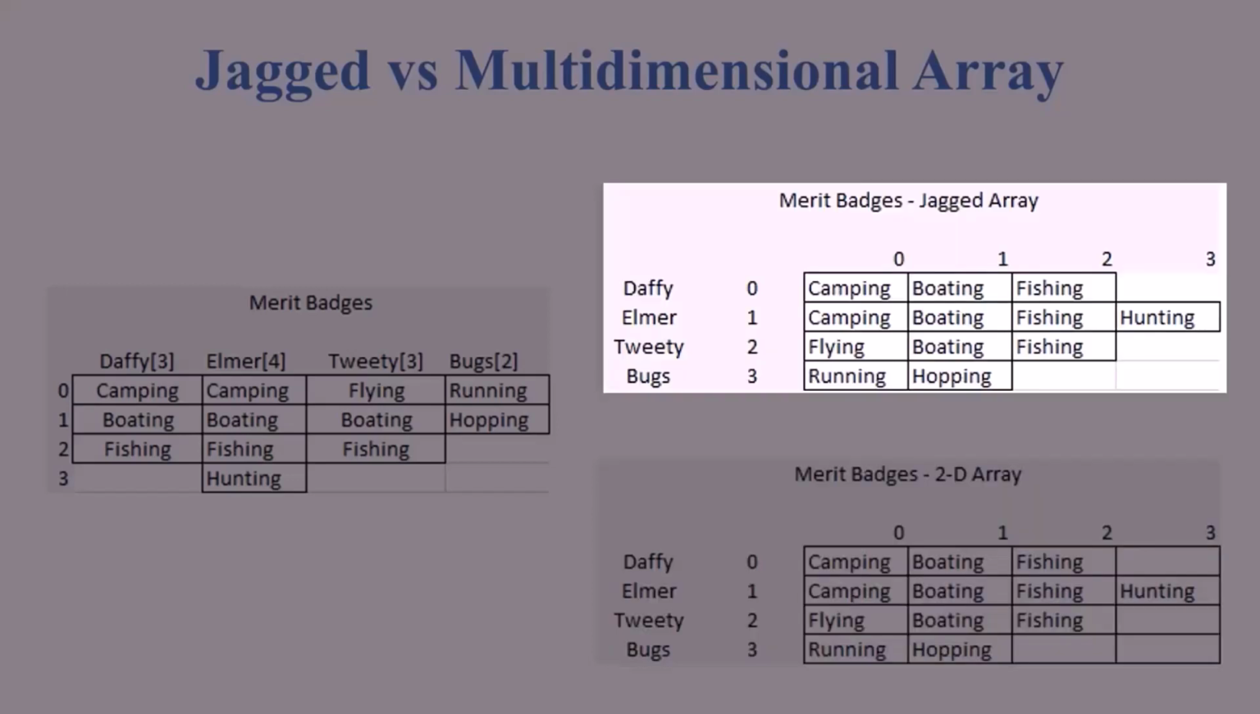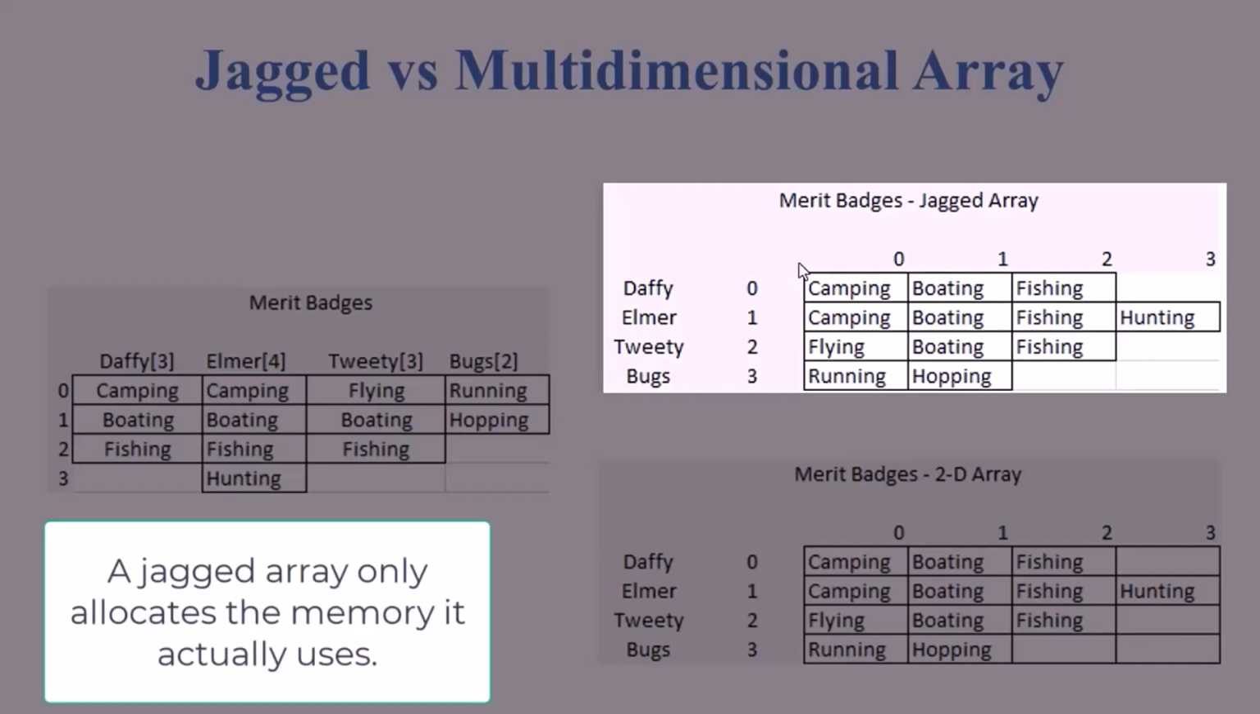Now, if we wanted to go with jagged arrays, we'd set up something like this. The same thing. We have rows here representing Daffy, Elmer, Tweety, and Bugs. But in the case of the columns, each row has its own length. There are separate arrays inside this jagged array piece, the row array. So we've got Daffy with camping, boating, and fishing, and that's it. We can't get to this particular piece here because it doesn't exist. It's not being used in memory. Nothing's been established to put any data in there. So it's saving that memory.